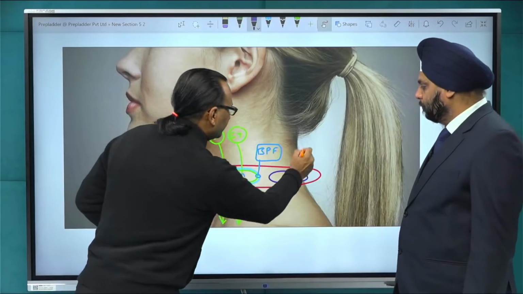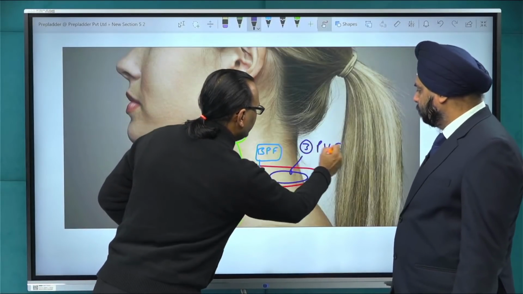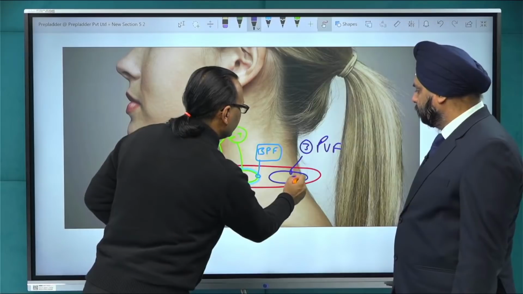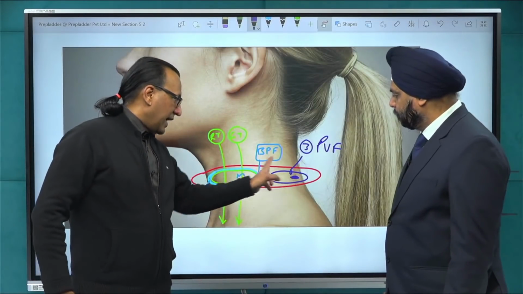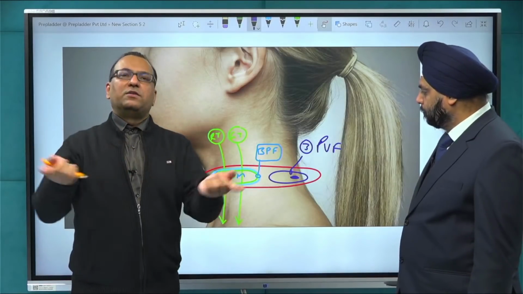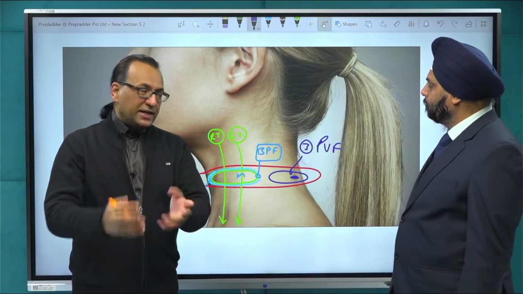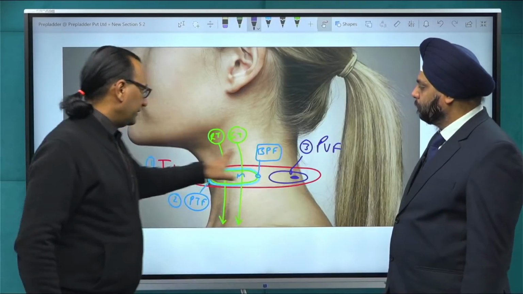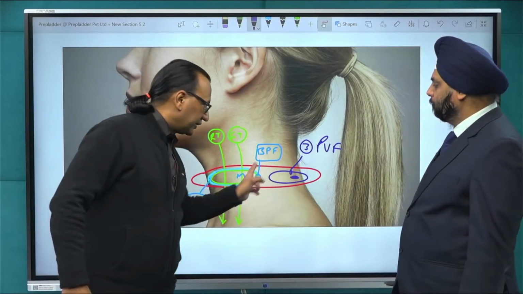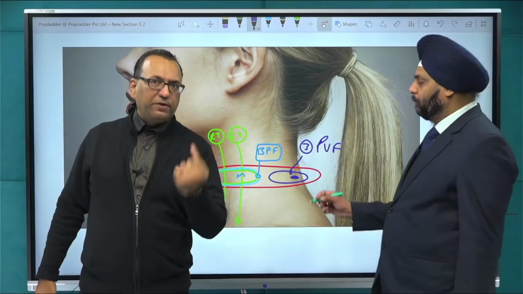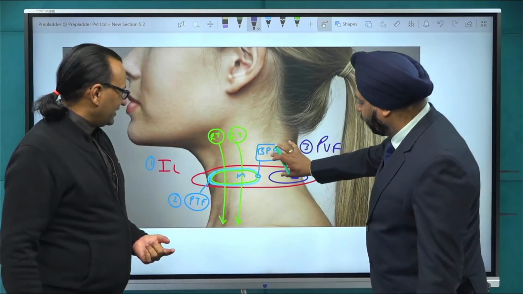So number three, we have prevertebral fascia because it is in front of vertebra. Say for example, cervical vertebra. Around the cervical vertebra, it will be enclosing the paravertebral muscles also. So one big circle, investing layer, another circle anteriorly, the pretracheal layer, and the third circle, that is prevertebral fascia. Now this prevertebral fascia.